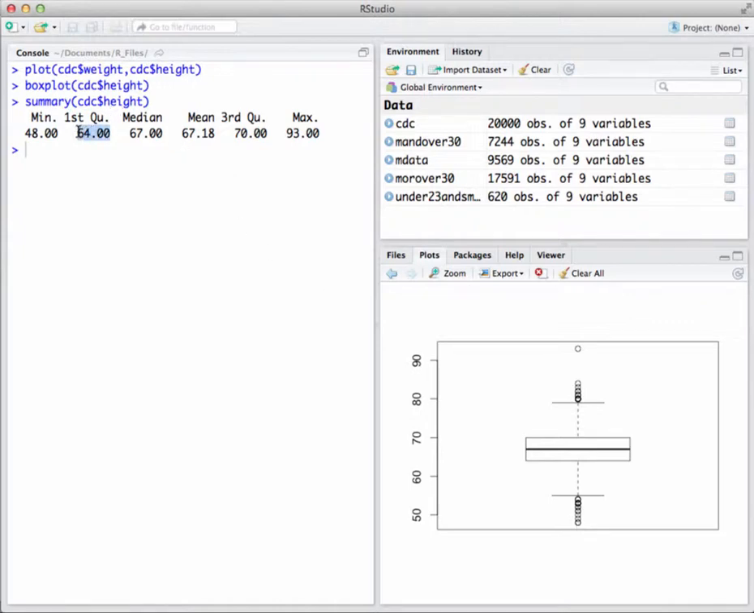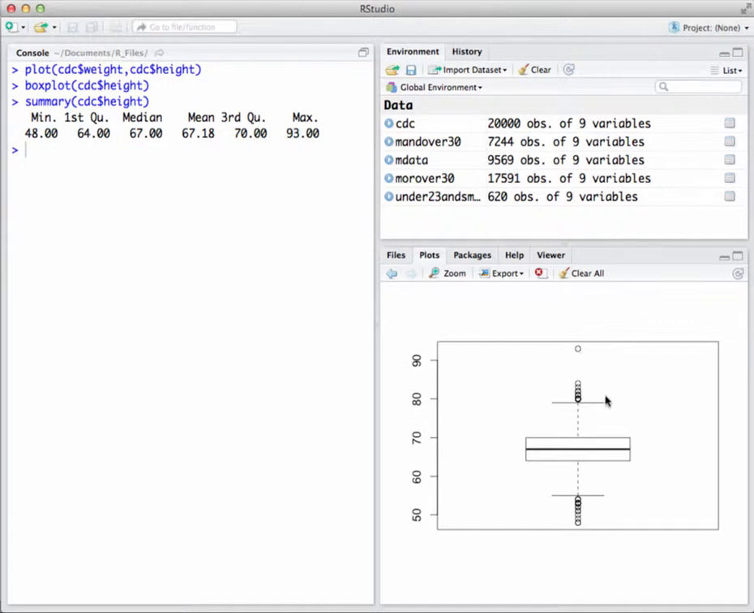This value right here, 64, is the first quartile, or Q1, which means that 25% of the data fall below that number. Notice that 64 is this edge of the box right here. The median is 67, which is this dark line in the middle of the box. Q3, our third quartile, is at 70, which goes right here. So a height of 70 inches was the third quartile. And then the maximum was 93 inches. Ooh, tall person. And that's this point right up here.